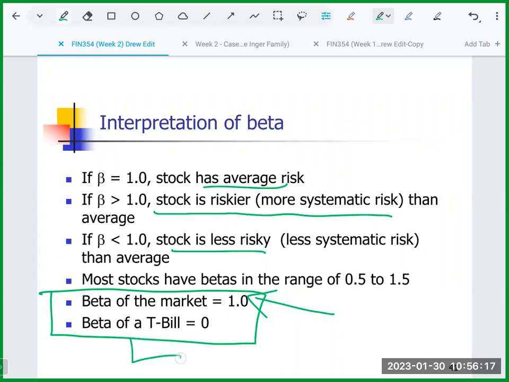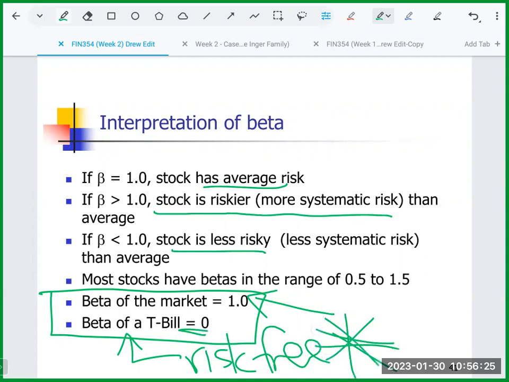And the beta of a risk-free asset, this is very important. Risk-free is 0. A lot of people ask, what's the beta of a T-bill? What's the beta of a risk-free asset? It's 0. There's no risk. Basically, there's no systematic risk.